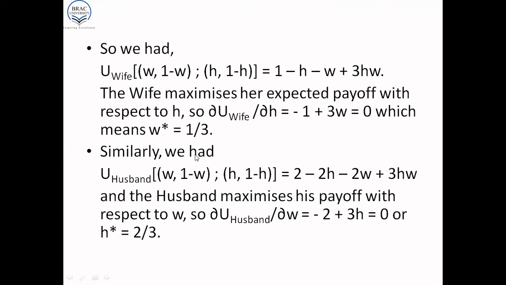So similarly, we had already calculated the expected payoff of the husband given the probabilities of himself and his wife as 2 minus 2H minus 2W plus 3HW. And the husband would maximize his payoff with respect to W, right? The wife's probability. So del U by del W is equal to -2 plus 3H, and you set it equal to 0. And from here, H star is equal to 2 by 3.